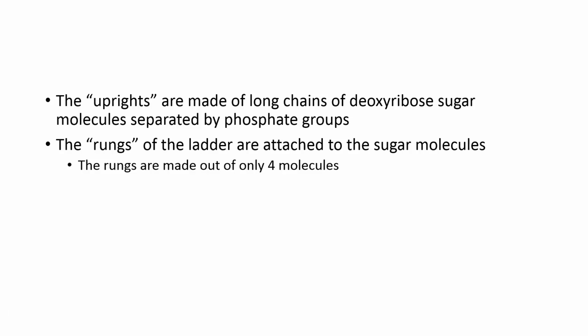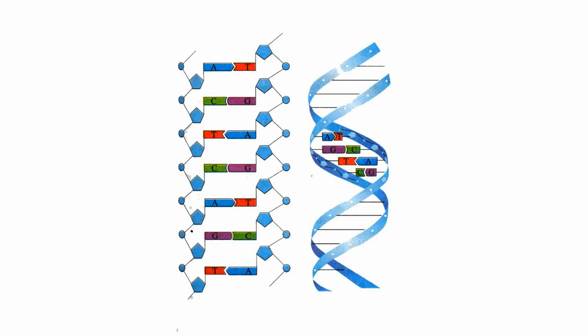Despite the thousands and thousands of rungs on each DNA ladder, the rungs themselves are made out of only 4 different molecules. They are adenine, which is represented with a capital A, thymine, which is represented with a capital T, cytosine, which gets a C, and guanine, which gets a G.